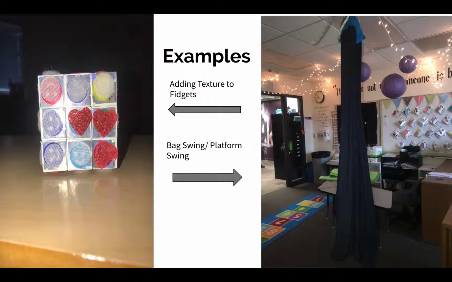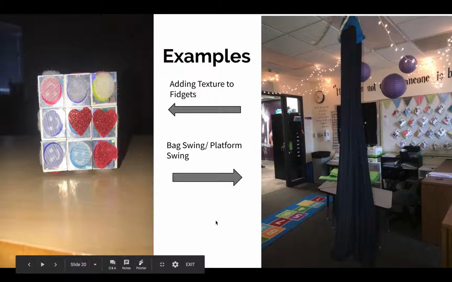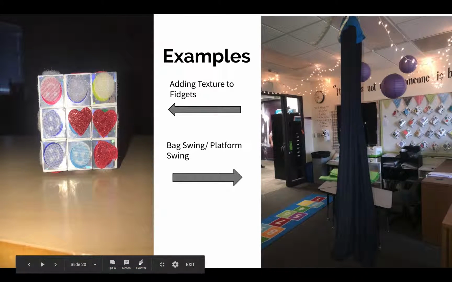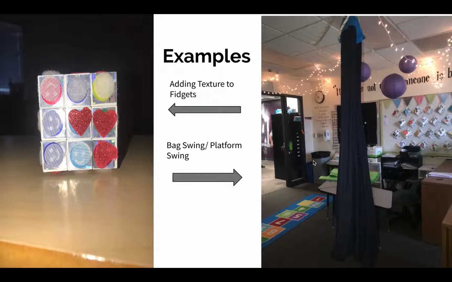I did want to touch on a couple of examples of what sensory integration could look like in a classroom. Over here, I have a Rubik's Cube that I modified. It basically has different tactile feelings. This one's going to be kind of like shimmery. This one I have hard and soft felt. This way the student can not only twist, but they can feel all the different sides. And over here, we're going to have the bag swing and platform swing is what you would add. These can be used to either fidget with or to have a sensory break with.